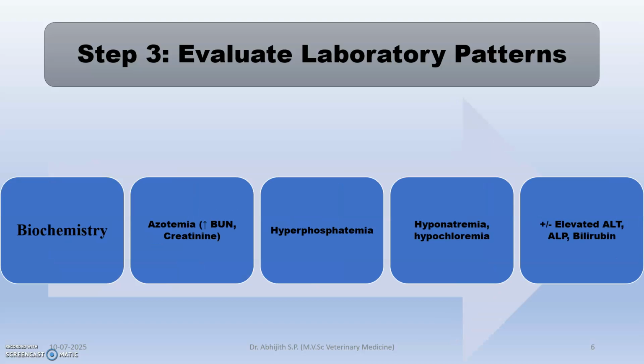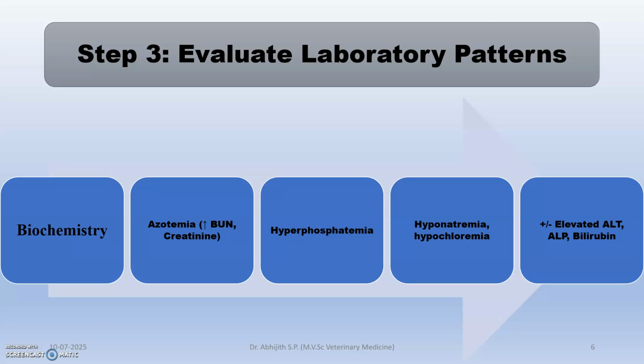In the case of the biochemistry, we will be having elevated BUN and creatinine levels. In the initial leptospiremia stages, the hepatic values, the ALT, the ALP, all those values will be initially high because of the acute hepatic congestion, hepatic congestion-induced necrosis, and the hepatopathy. There will be slight hyperphosphatemia in the later stages because of the reduced glomerular filtration and the AKI.